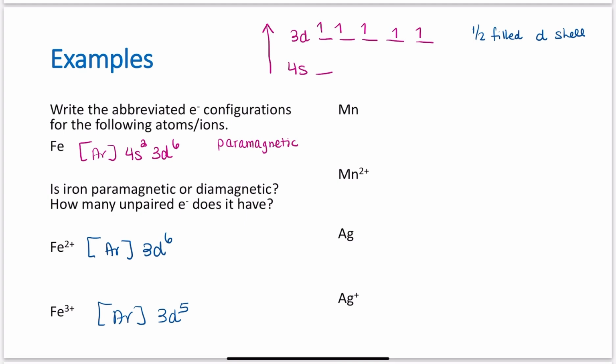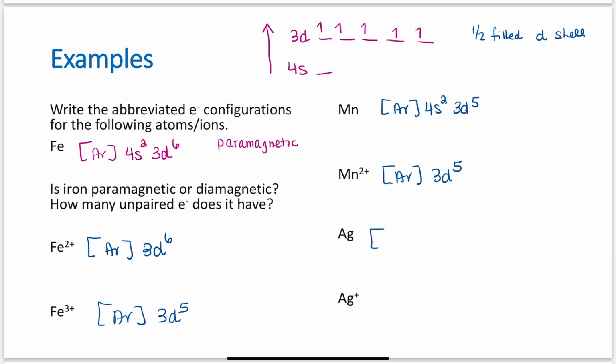Let's look at manganese. Manganese is argon 4s2 3d5. Manganese 2+ is argon 3d5. It lost the s's.